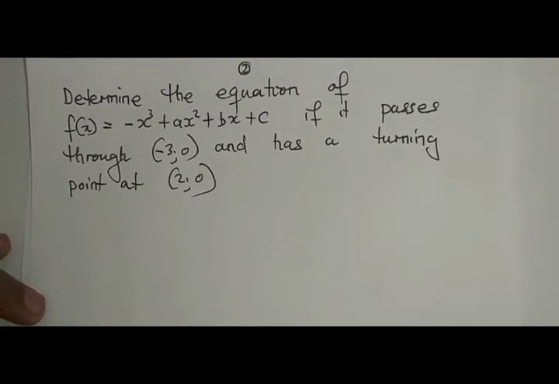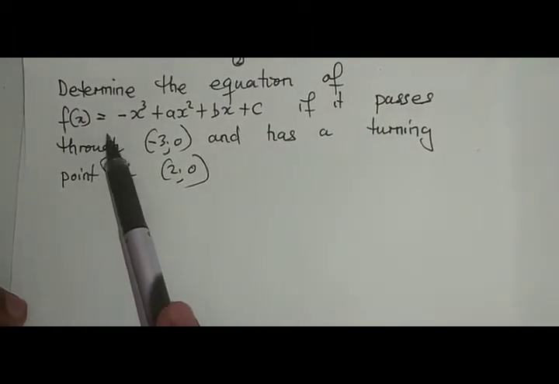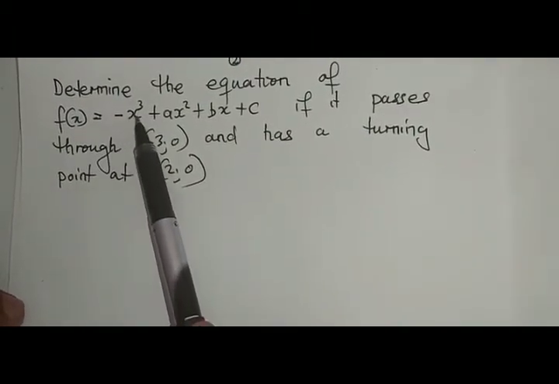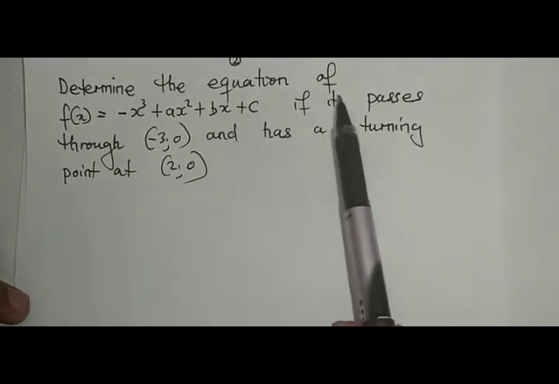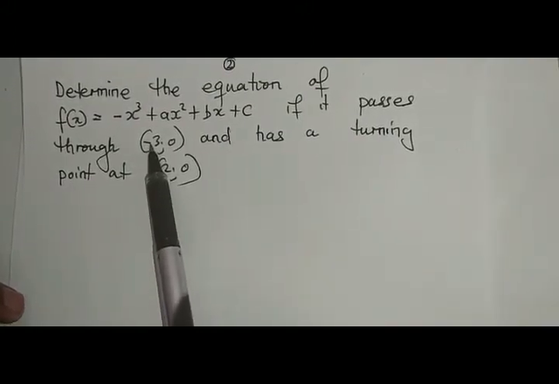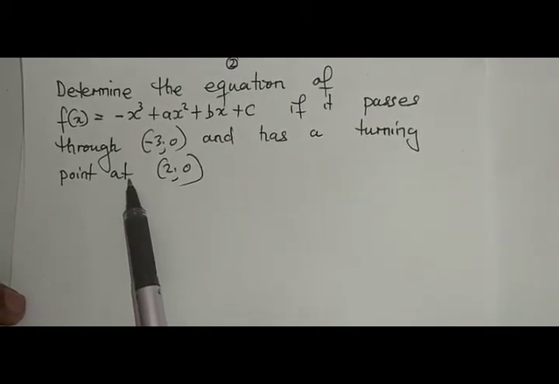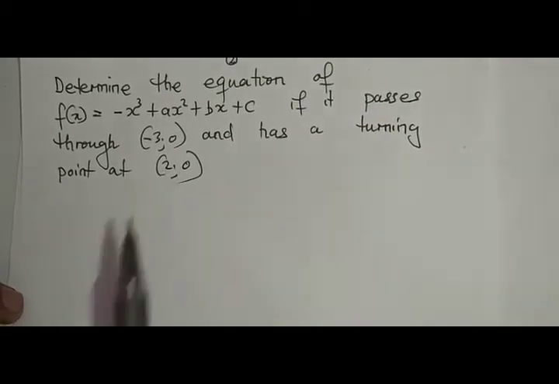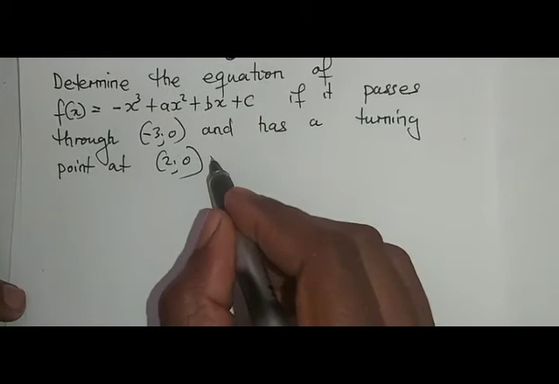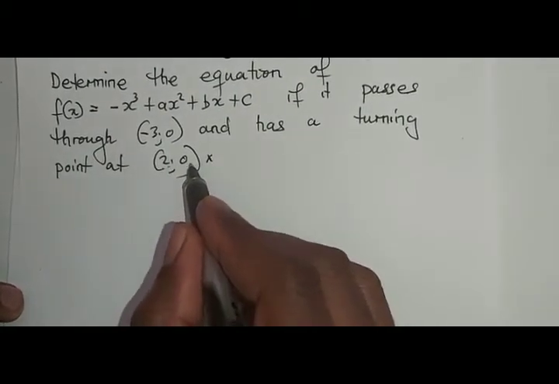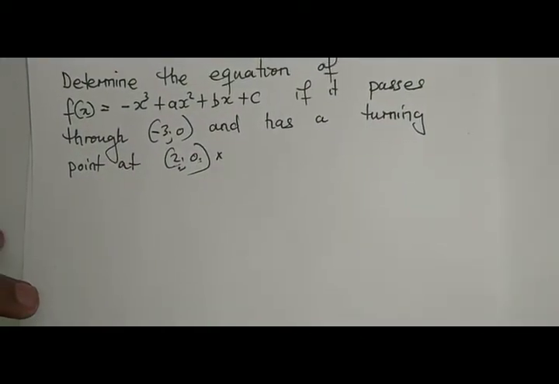Right, here we are given, we must determine the equation of f of x equals minus x cubed plus ax squared plus bx plus c if it passes through minus 3 and 0 and has a turning point at 2 and 0. Right, I slowed down because here I'm discovering that 2 and 0 is an x-intercept, but we are also told that it's also a turning point.